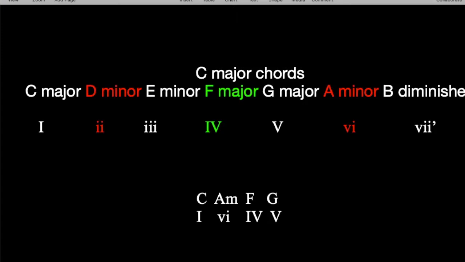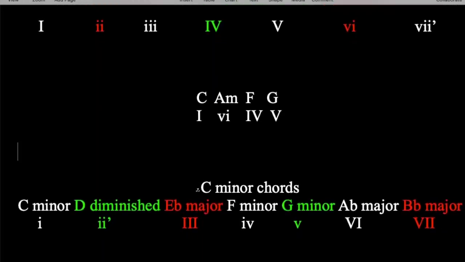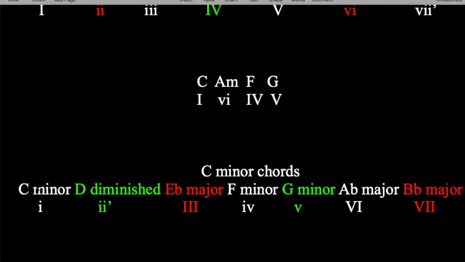All right, so now we're going to talk about borrowing chords. Now we can borrow chords from the C minor scale. So here are the C minor chords. We have C minor is our 1. D diminished is our 2. E flat major is our 3rd. F minor is our 4. G minor is our 5. A flat major is our 6. And B flat major is our 7.